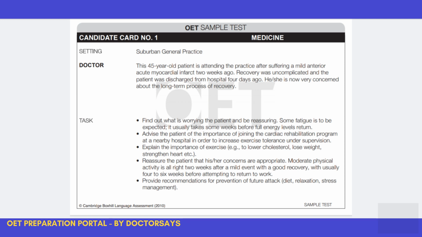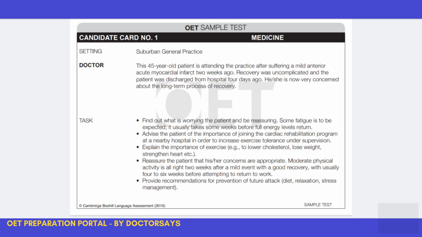On the other hand, the speaker will be acting as the patient, and they will have their own role play card, on which the task will be provided, that they need to show their worry regarding their recovery process in the long run. So you need to reassure them accordingly. They are going to mention some fatigue, as it's mentioned over here that some fatigue is to be expected. It usually takes some weeks before the full energy levels return. So you need to rephrase all of this in your own words, and reassure the patient that it's going to take time, but you're going to be okay.